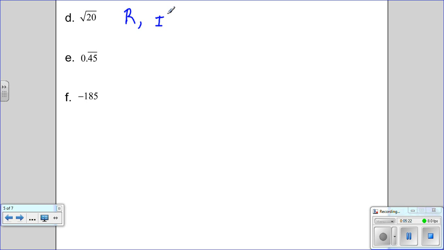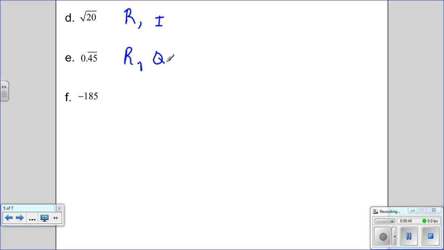This is 0.45 repeating. Starting at the top of our list, we've got the real numbers. Now, is it a rational number or irrational number? Well, remember, go back to the definition. Repeating decimals always can be converted into fractions, always. And if you want to quiz me on those tomorrow, you certainly can. But this repeating decimal can be written as the fraction.